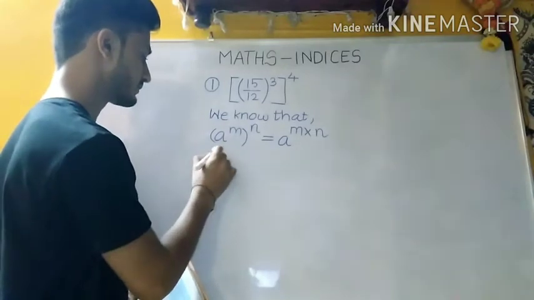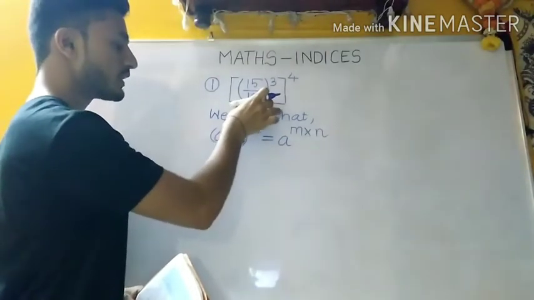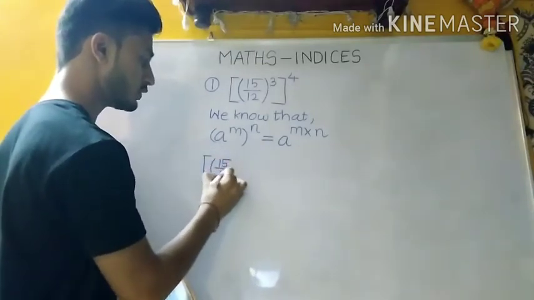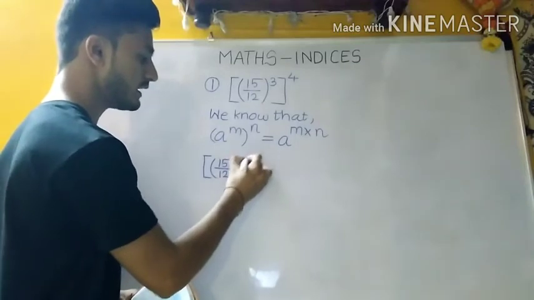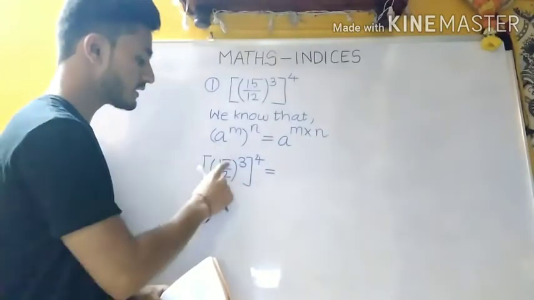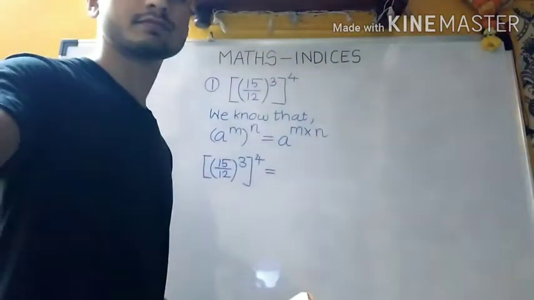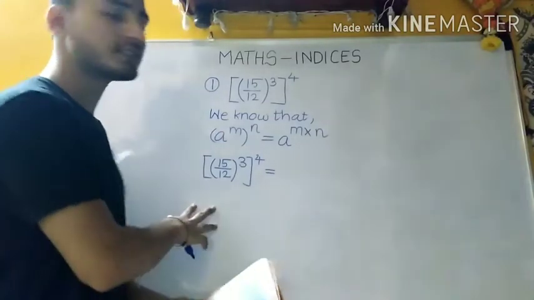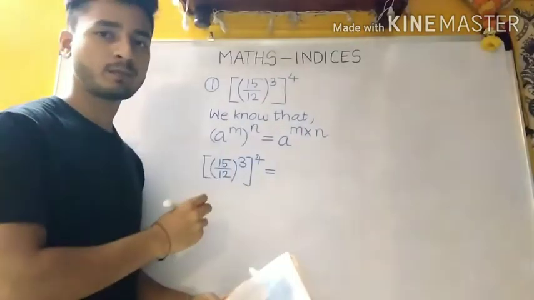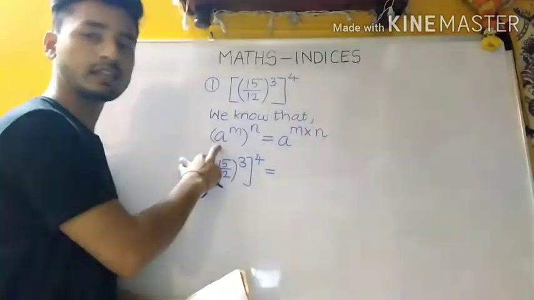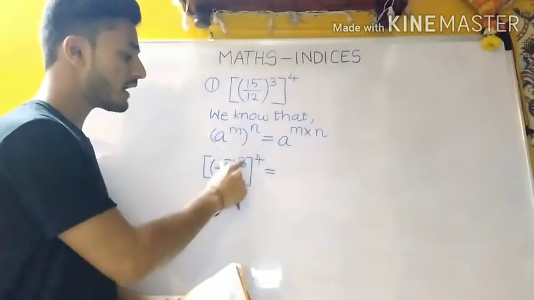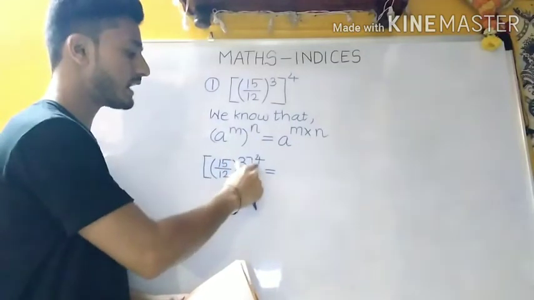So here we will write the question in the form of the formula. So it will be (15/12)^3 raised to the power 4. So what is a here? A here is 15 upon 12. If you observe this question, there are two powers, and whenever there are two powers, we are going to multiply. The entire bracket is a. And what is m? M is 3. And what is n? N is 4.